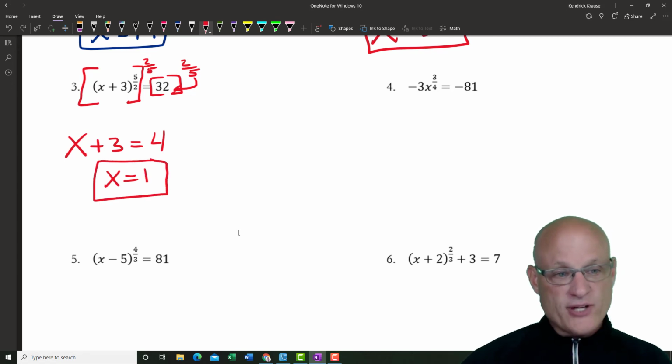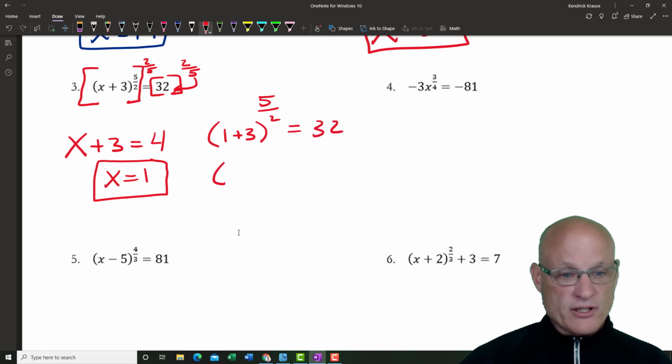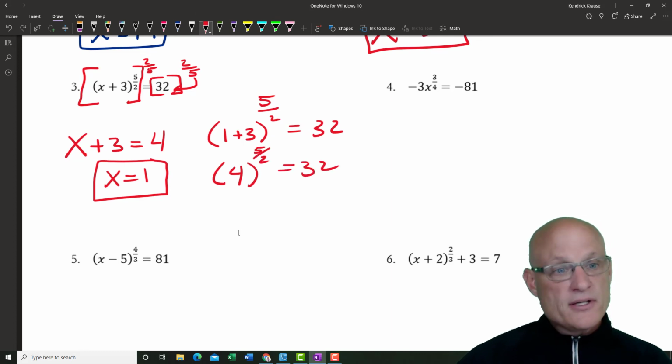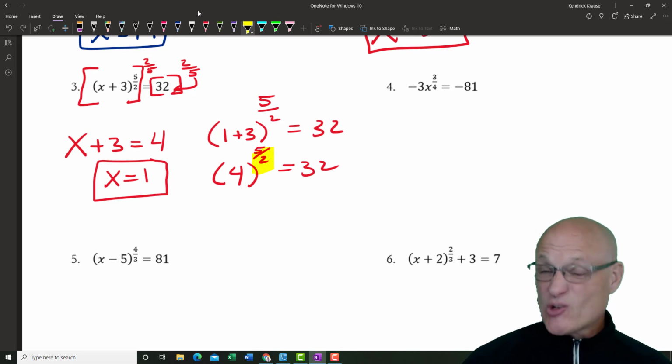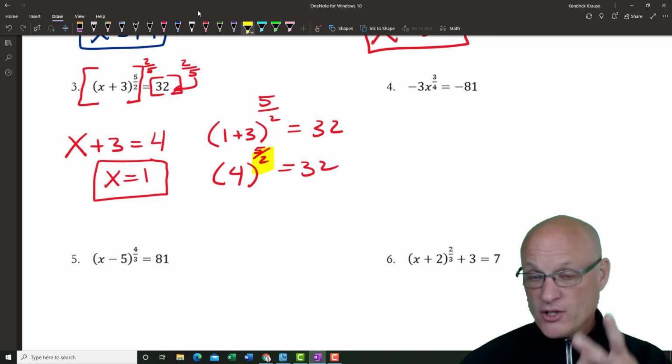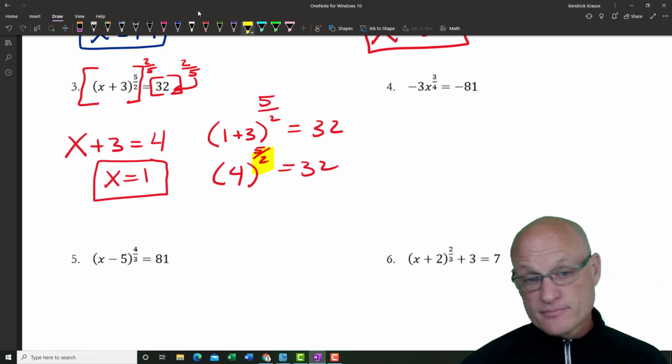Now, why is that? Let's check that out. Let's check this one. 1 plus 3 to the 5 halves. We want that to be 32. Well, this is really 4 to the 5 halves. Does that equal 32? Well, remember, if the denominator is the root and we got a 2, that means the square root. What is the square root of 4? 2. 2 to the 5th power, 32.